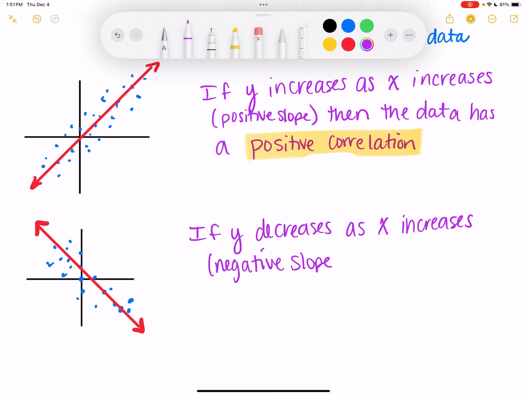Are we ever gonna have to find this? If you take stats, you will. What's stats? Statistics. AP statistics.